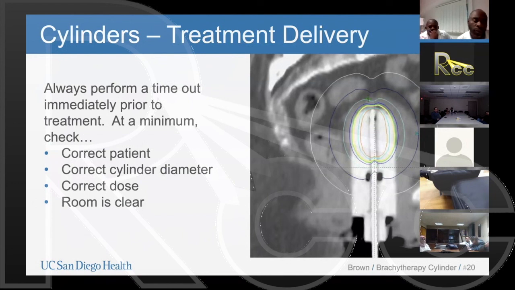There may not be a record of it, so we won't be able to correct the dose if we have done something wrong. So just an important point to keep in mind. The diameter of the cylinder is really crucial to getting accurate treatment delivery for cylinders.